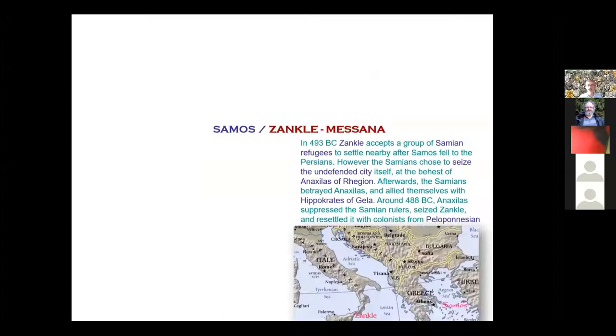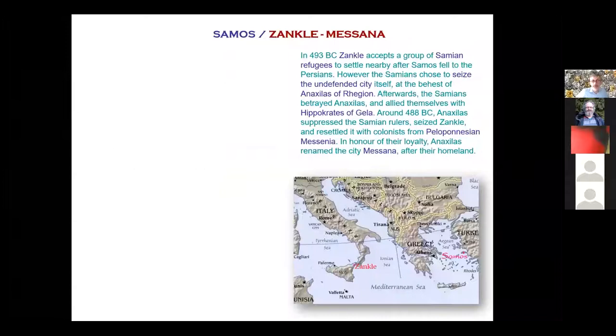Just because it is interrelated, I put this slide here. Zankle, in 493, accepts a group of Samian refugees to settle nearby after Samos fell to the Persians. However, the Samians chose to seize the undefeated city itself at the behest of Anaxilas of Rhegion. Afterwards, the Samians betrayed Anaxilas and allied themselves with Hippocrates of Gela. Around 488 BC, Anaxilas suppressed the Samian rulers, seized Zankle, and resettled it with colonists from Peloponnesian Messenia. In honor of their loyalty, Anaxilas renamed the city Messena after their homeland.